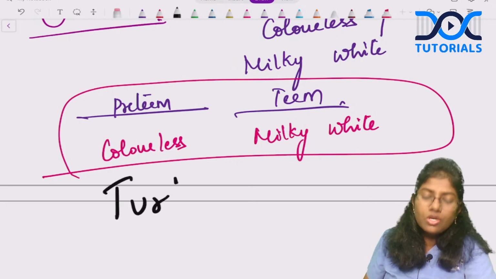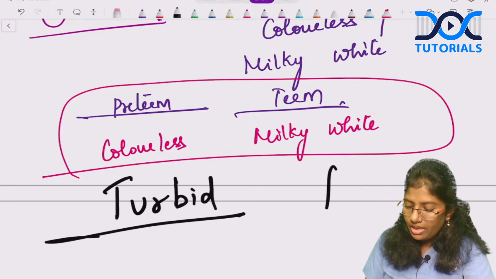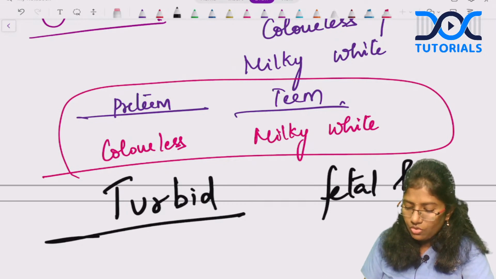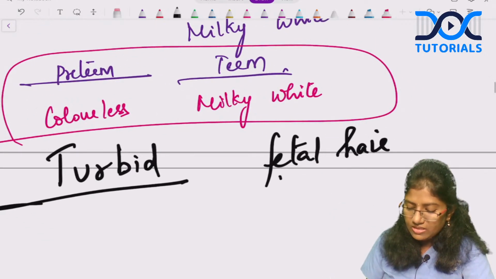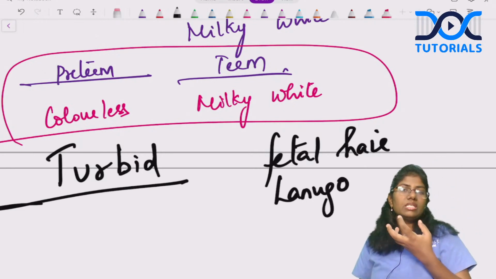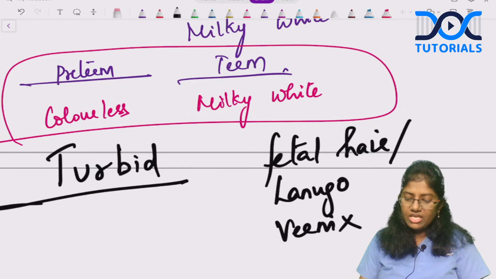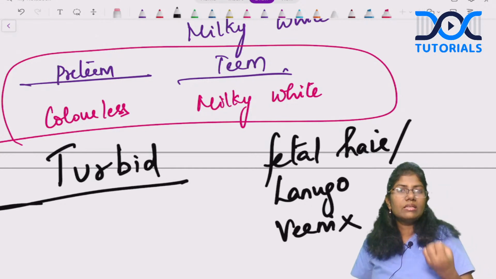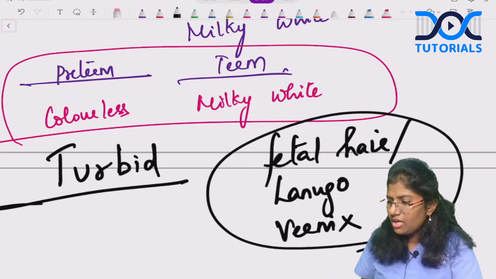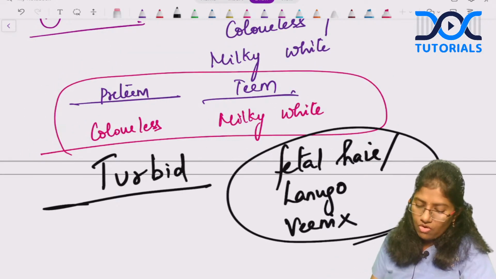It is turbid because of the presence of fetal hair, the lanugo, and the vernix. Vernix is that white material that covers the fetal skin. Because of these things, the liquor is normally turbid. It is turbid and it can be colorless or milky white.